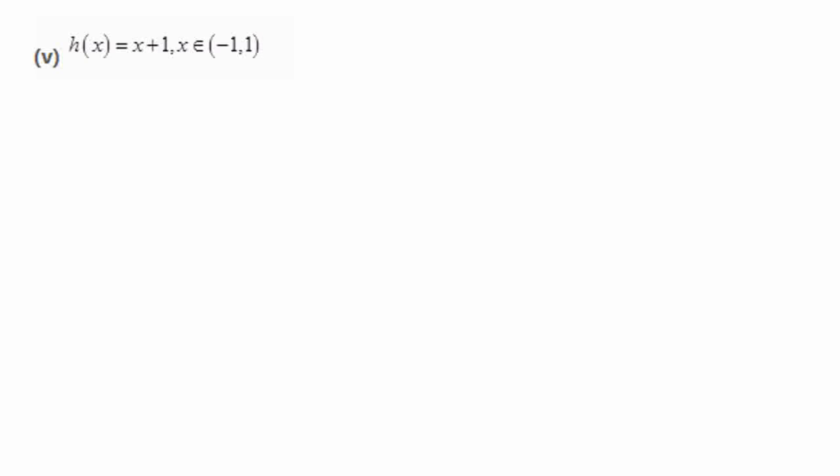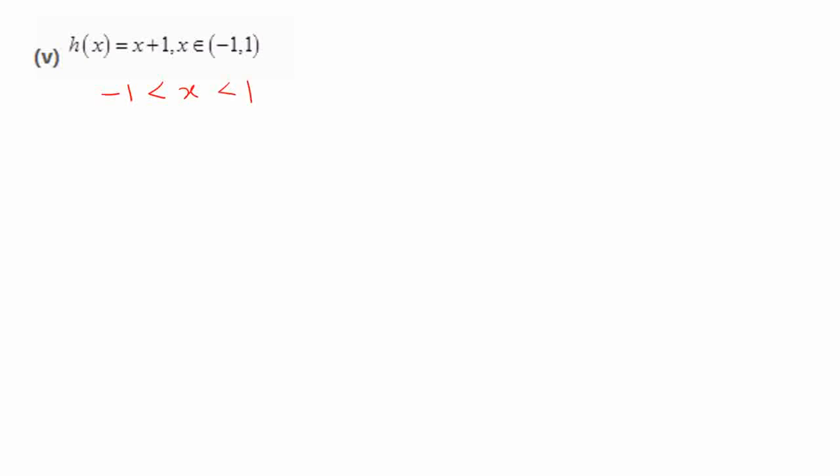Question number 5 is h of x is given x plus 1 where x belongs to open interval minus 1 to 1, means x value lies between minus 1 to 1, less than 1 and greater than minus 1. It is not equal to 1 and minus 1. So we can start from there. We can write here minus 1 is less than x is less than 1.